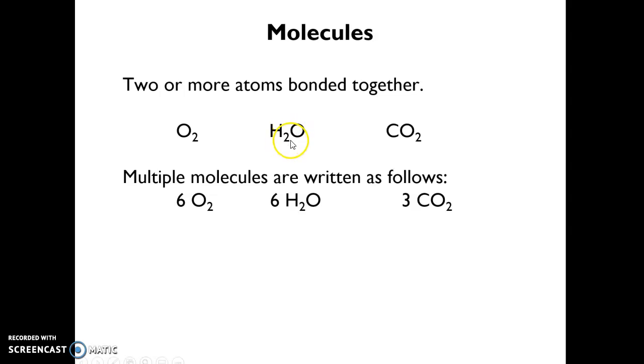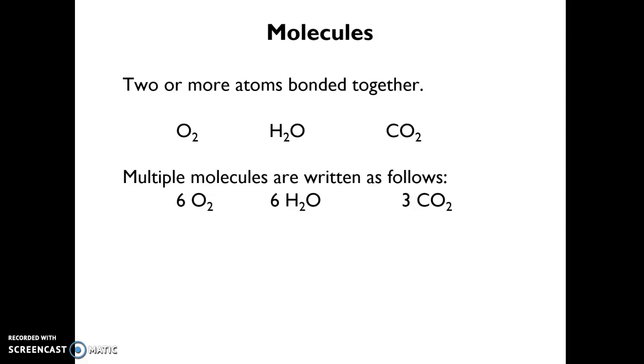Notice the number of atoms is denoted with a lowercase or subscript number. When there's no number listed, as in the case of the oxygen in water, that number is 1. The last example is carbon dioxide, CO2. This molecule has 1 carbon and 2 oxygen atoms in it.